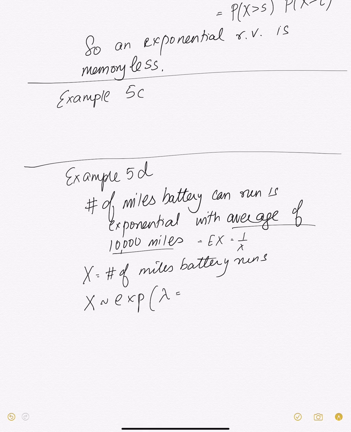So lambda is in fact 1 over 10,000, and you could just write lambda equals 1 over 10, where the units are in thousands of miles. All right, in the book they've done this, so I'm just going to stick with that. Okay, so X is exponential with lambda equals 1 over 10.